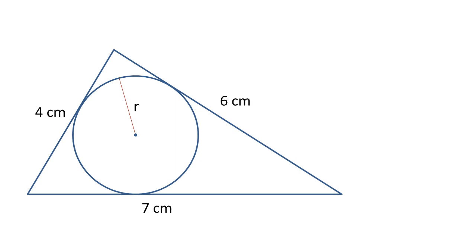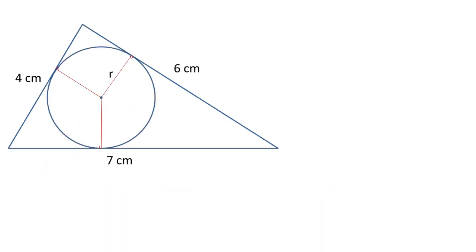In this problem, we're given a triangle with sides 4 centimeters, 6 centimeters, and 7 centimeters. Inside the triangle is an inscribed circle of radius r. We need to work out what is the value of r. To start with, we're going to find the angle alpha on the right-hand side of our triangle there.